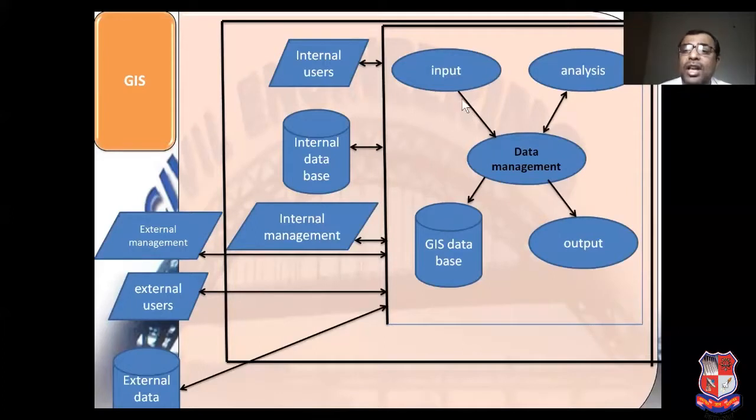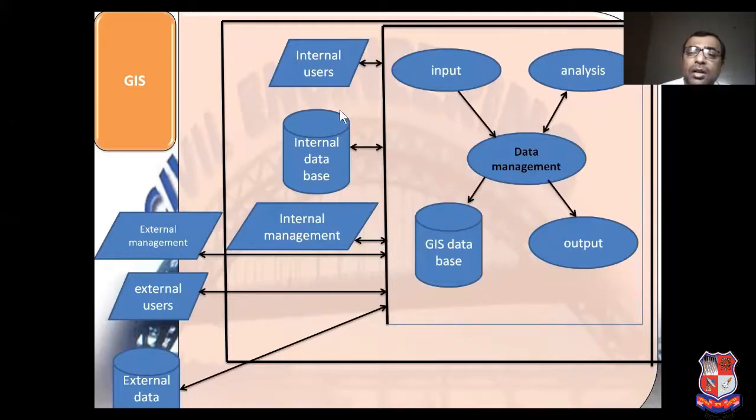We have to input some data. In terms of maps, we have to input the data. In terms of database, tabular format, we have to input the data. That data will be stored in the data management system, and that data will be analyzed by using the computer software and computer hardware, and we will get the desired output of that particular problem. Now that analysis will be stored as a GIS database, centrally.